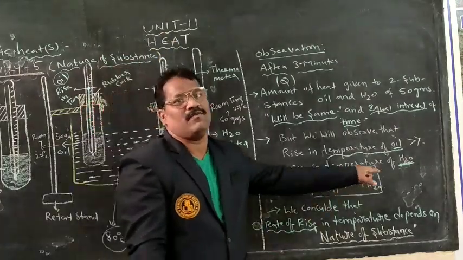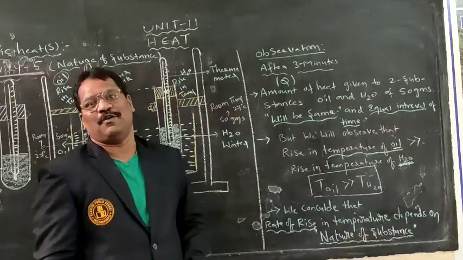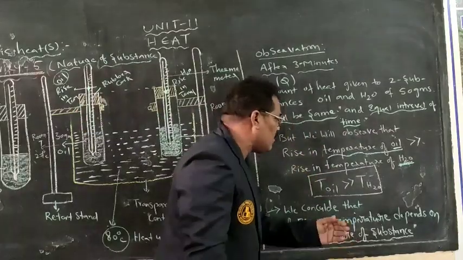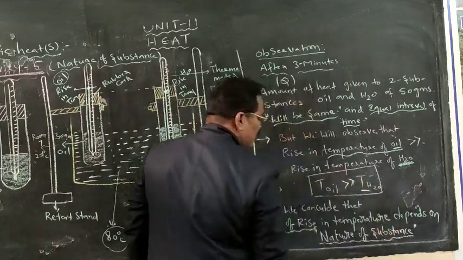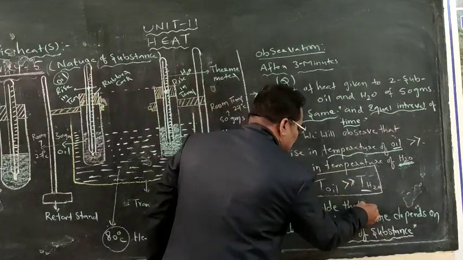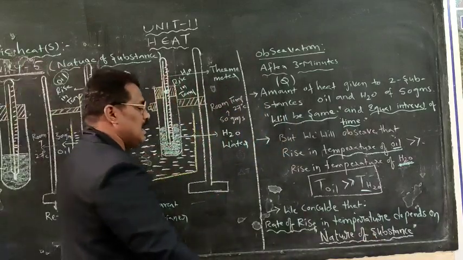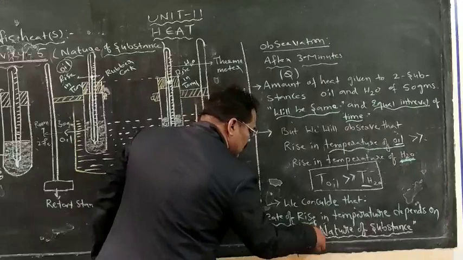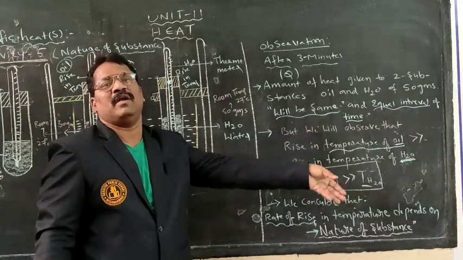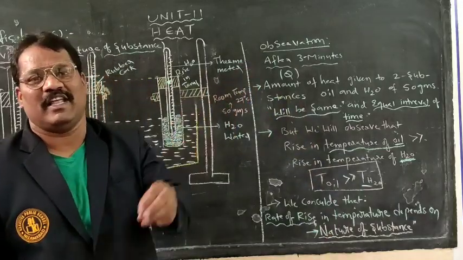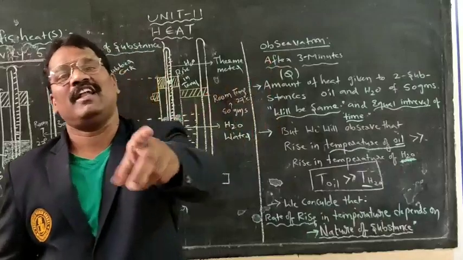Compared to that of water, we have already seen that in activity 4. Therefore, we can conclude that the temperature of oil is greater than that of water, and that the rising temperature mainly depends upon nothing but what? Nature of material. Depending upon the nature of the material, for the quantity of heat applied, the temperature rise mainly depends.